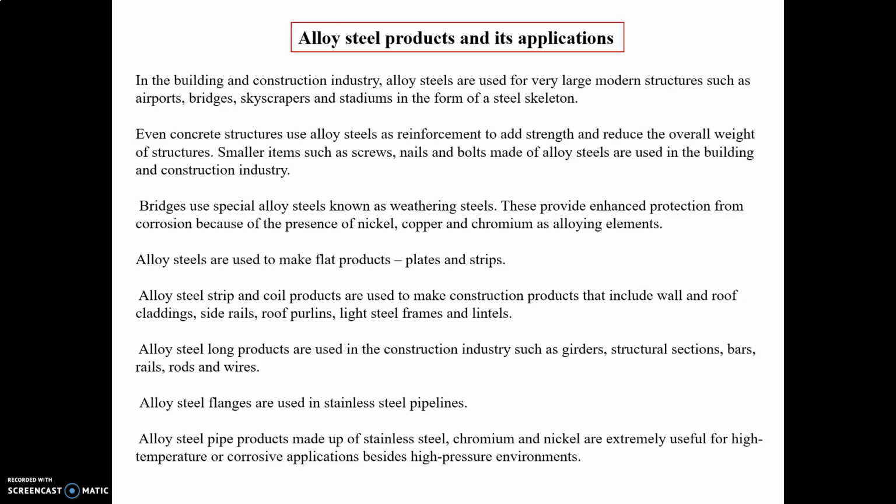Alloy steel flanges are used in stainless steel pipelines. Alloy steel products are used in construction industries such as girders, structural sections, bars, rods, rails, and wires.